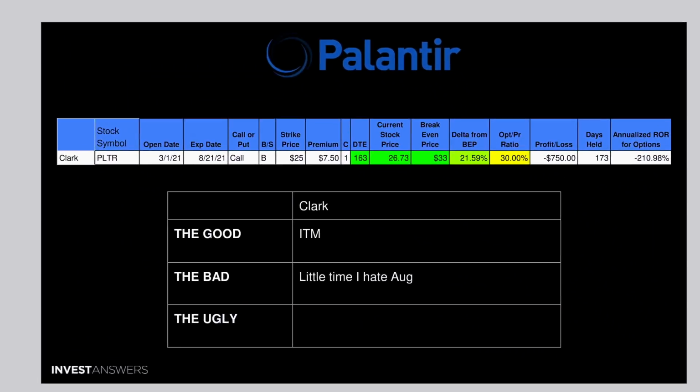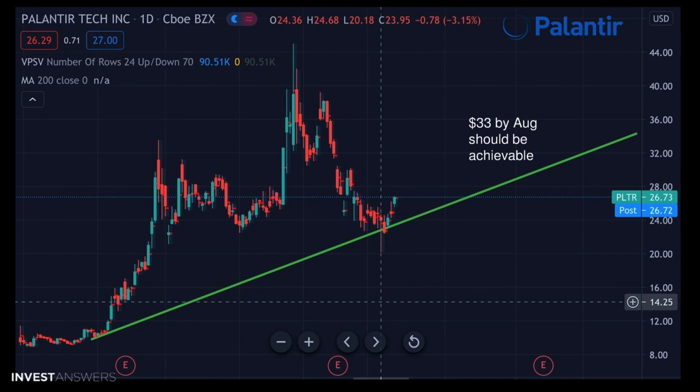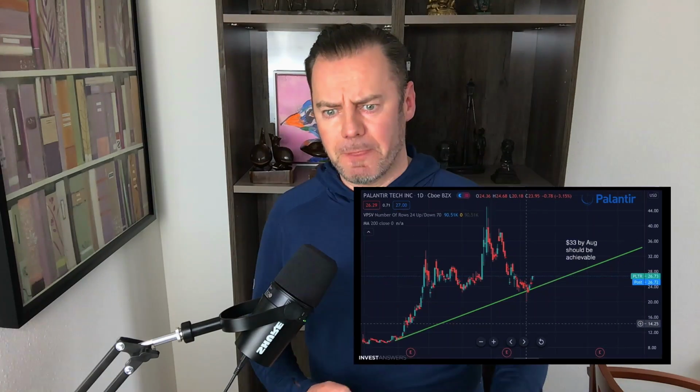Palantir, next trade. So Palantir, this one is interesting. And I was looking at this myself. In the recent dip, I was waiting for it just to go down to the very low 20s. I didn't get a fill. The strike price is 25, premium 7.50. And you can see here the break-even price is 33 and the delta from break-even is 21%. So the good is it's in the money, but the bad is the expiration is August. And as you know, I hate August. Let's look at the chart real quick. Having 33 by August should definitely be achievable, so that could happen, but there were probably better ways to structure that particular option.